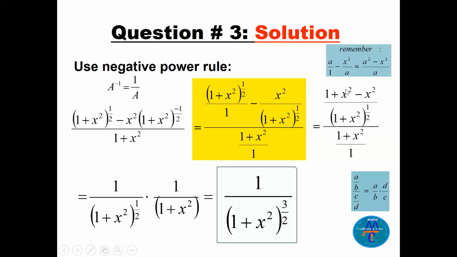Now cancel the x squared. I have 1 over this, and this is 1 plus x squared over 1. It will be 1 over, by the reciprocal. Remember this rule here: multiply with the reciprocal when you divide fractions. So 1 times 1 is 1. Here we have the same base, 1 plus x squared. The power half, power 1. When you add, 3 over 2.